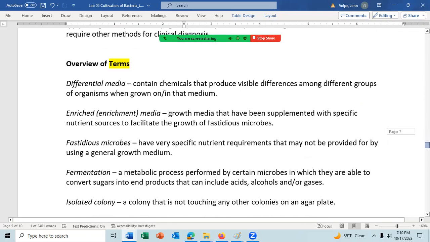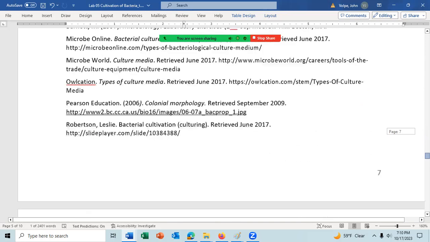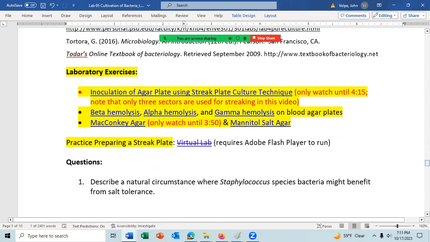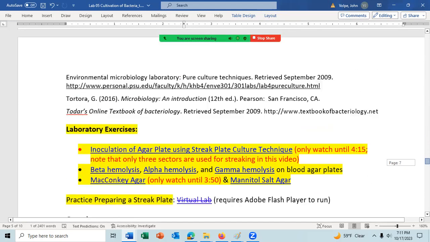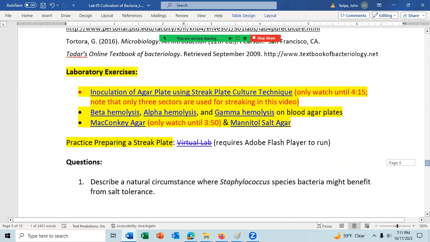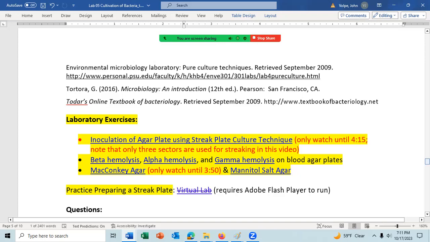All right, here's the terms. Know the terms of this lab. Don't need to know the references. In this lab, we have some videos for you to watch. I'm going to tell you that in this lab, we're going to be doing everything online. So you're not actually going to be doing this lab. What you'll do is watch videos of the lab and answer questions. There is no virtual lab for this lab.